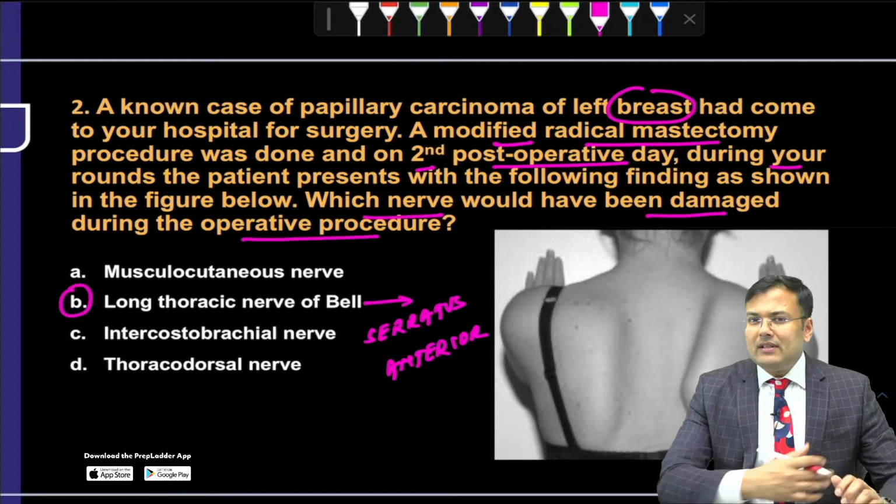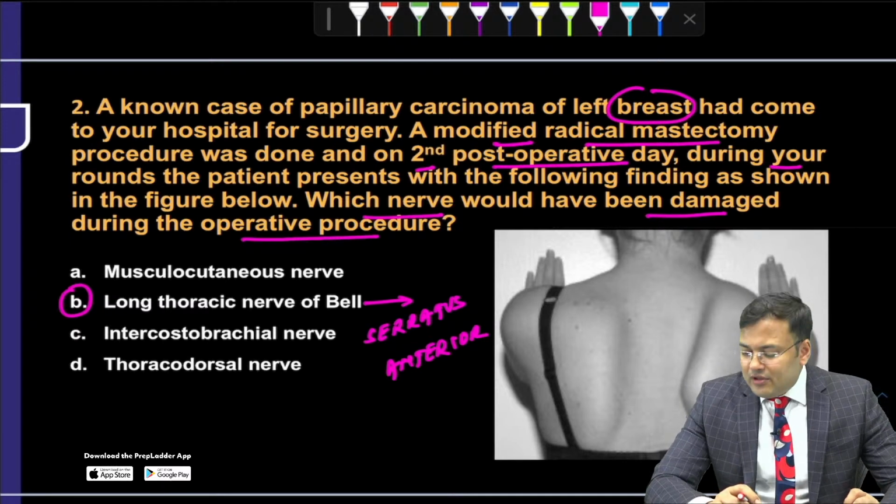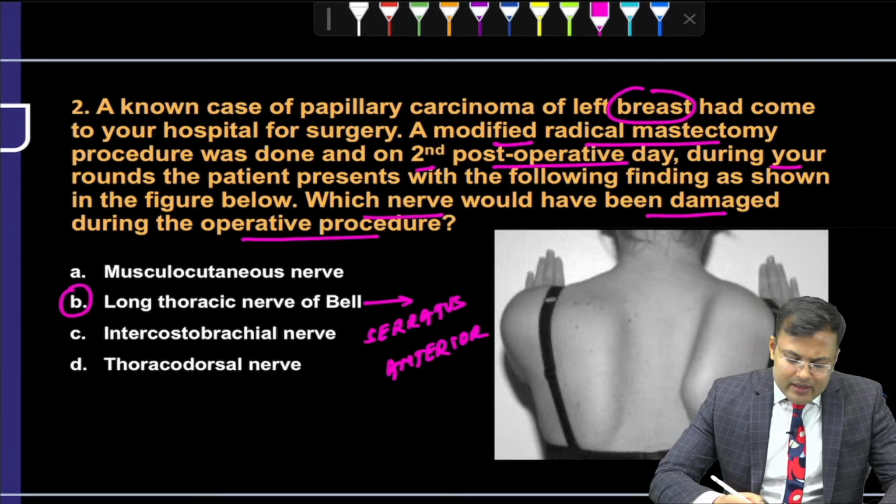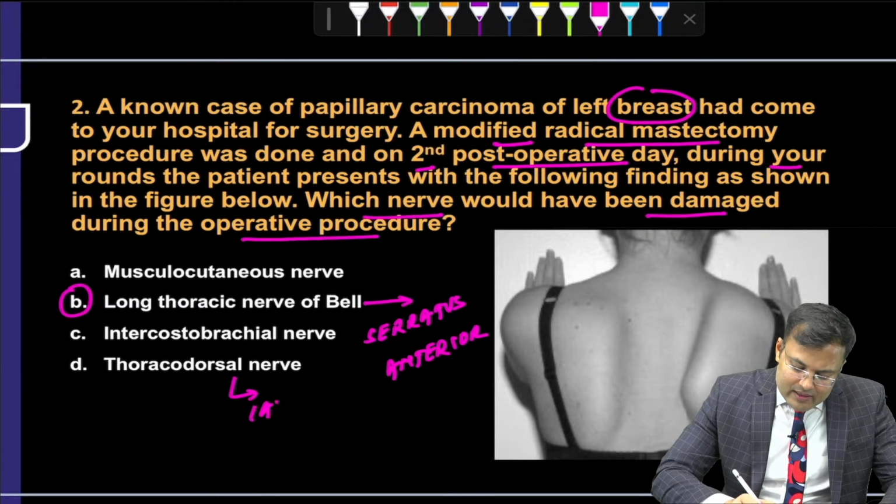Thoracodorsal is supplying which muscle? Yes, latissimus dorsi. Very good, Dr. Dreamer. It is latissimus dorsi. And you know that these are the two nerves commonly injured.